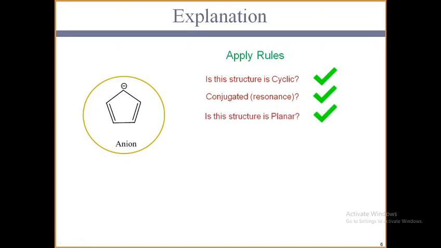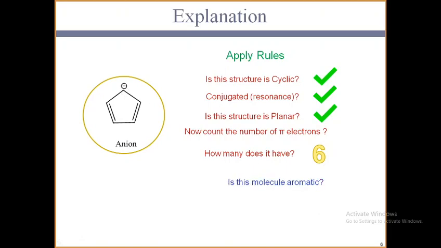Is this structure planar? Yes. Now count the number of pi electrons. So how many does it have? The total number of electrons is 6. The 4 electrons from the double bonds and the 2 electrons from the anion lone pair. So is this molecule aromatic? Yes, this molecule is aromatic because the number of pi electrons is 4n plus 2, and it follows the Huckel rules and all the rules of aromatic compounds, and that's why this compound is aromatic.